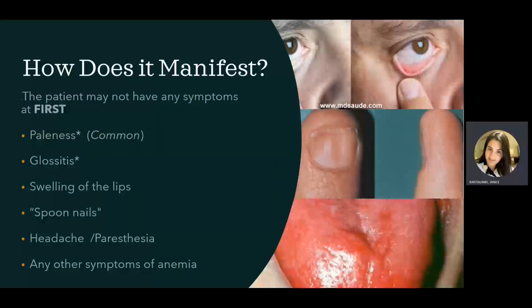All right, so how does it manifest? You're going to have maybe some of the normal symptoms of anemia, or you might not even have any at the beginning. One that is very common is being pale. Specific to iron anemia, you could have spoon nails. They're kind of concave and shaped like a spoon. You can have glossitis or swelling of the lips, as well as headaches and tingling of your hands and feet.